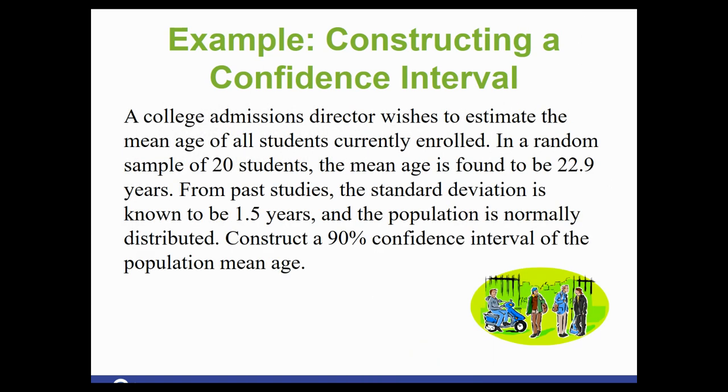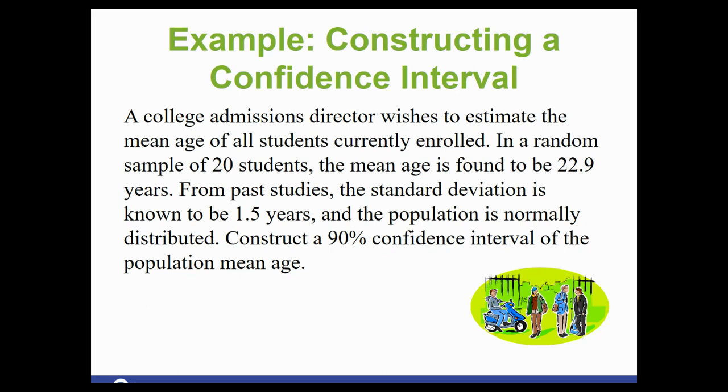So let's try it all again. This is a new, fresh problem. It says a college admissions director wishes to estimate the mean age of all students currently enrolled. In a random sample of 20 students, the mean age is found to be 22.9 years. From past studies, the standard deviation is known to be 1.5 years and the population is normally distributed. Construct a 90% confidence interval of the population mean age.